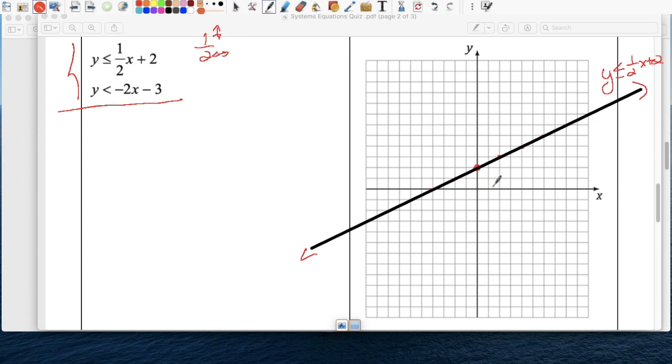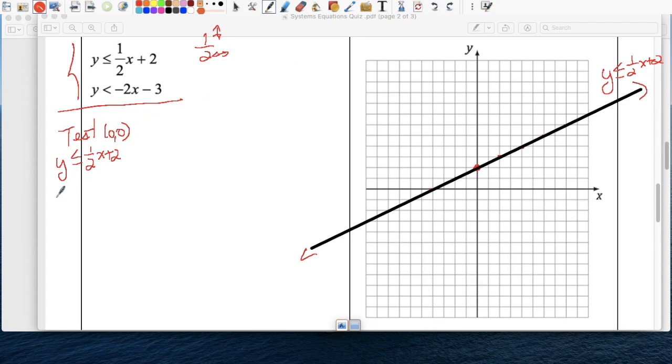Now we gotta do our test, right? You don't have to do a test with 0, 0 like we were doing in class. But when you can, I would suggest it because it's so easy, right? So we're gonna test this point here, 0, 0. If it works, then this whole region is a solution to this line. If it doesn't work, then you don't want that side. We want the other side, right?